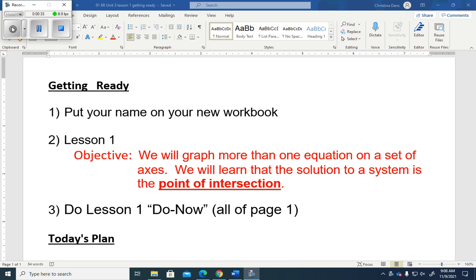It's just that we're definitely always going to graph more than one line on a set of axes. And we're going to learn what the solution to that system is. When we graph more than one line, that's when we call it a system of equations. So get this objective written down, start your do now. Of course, I'll go over the do now with you. If at any time the video is going too fast, please pause, catch up, and then continue.